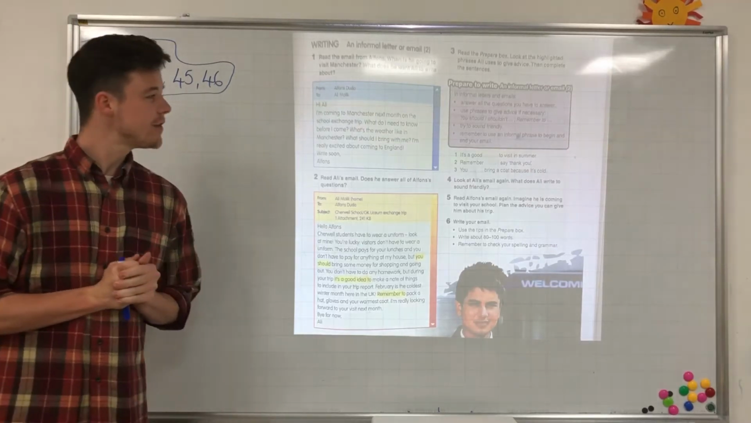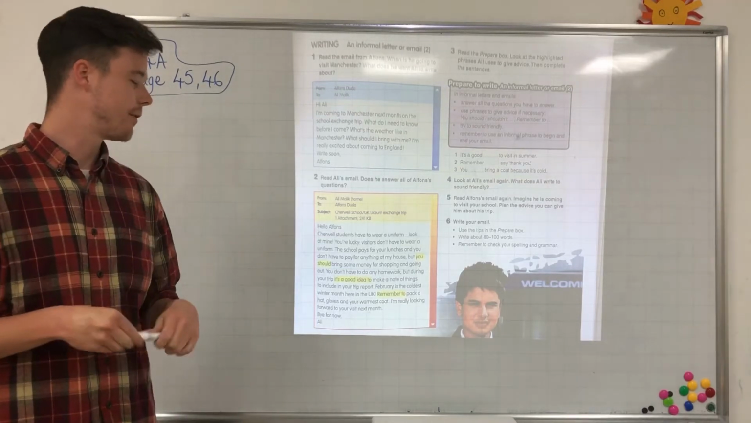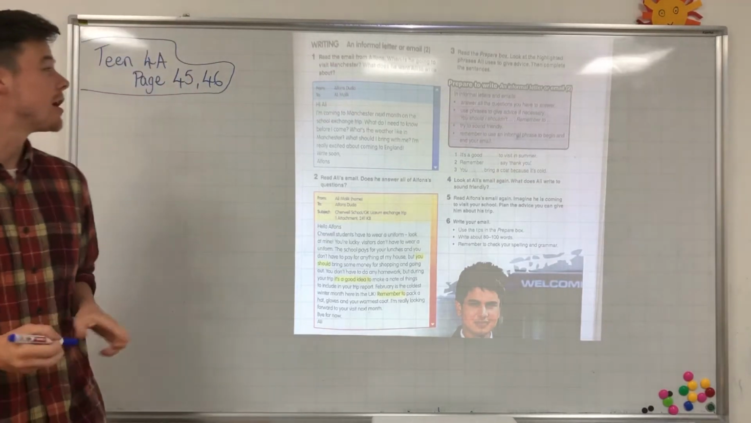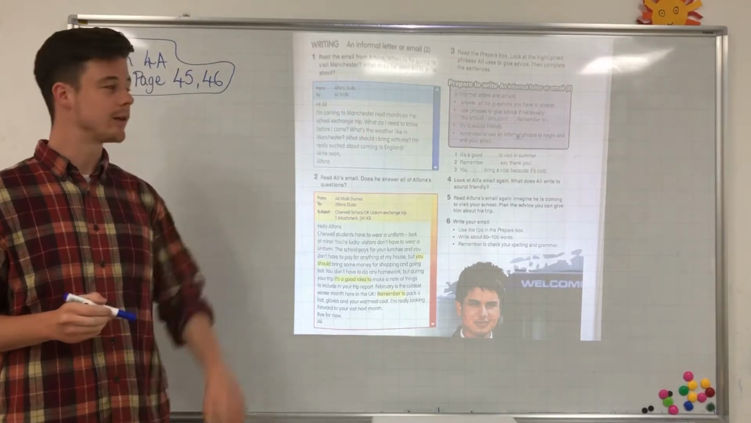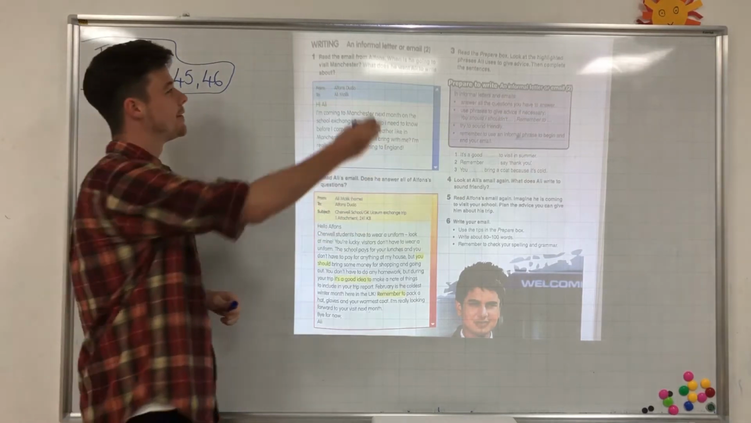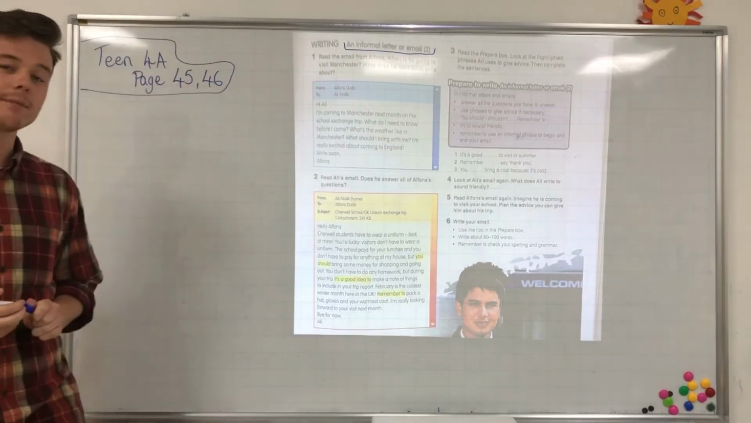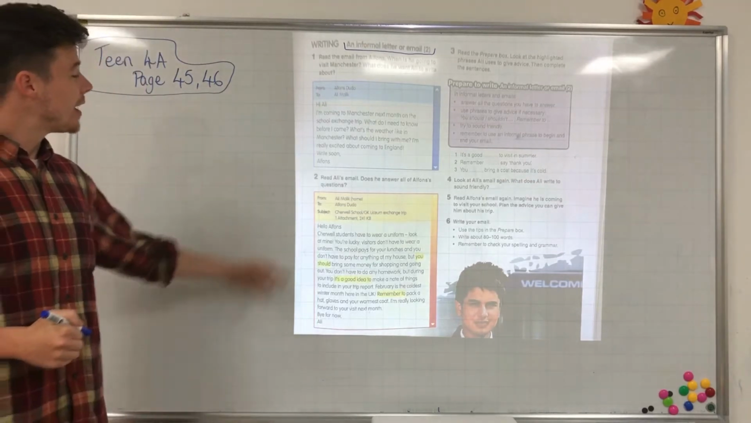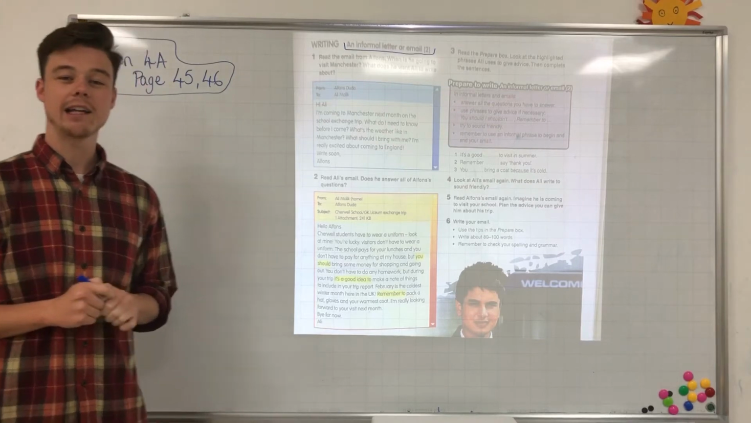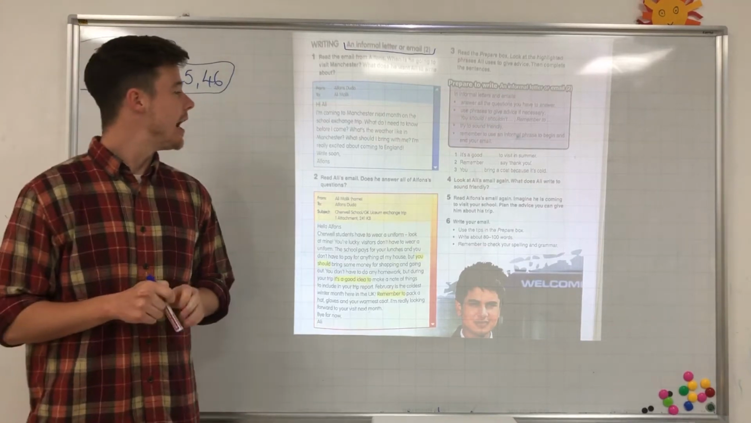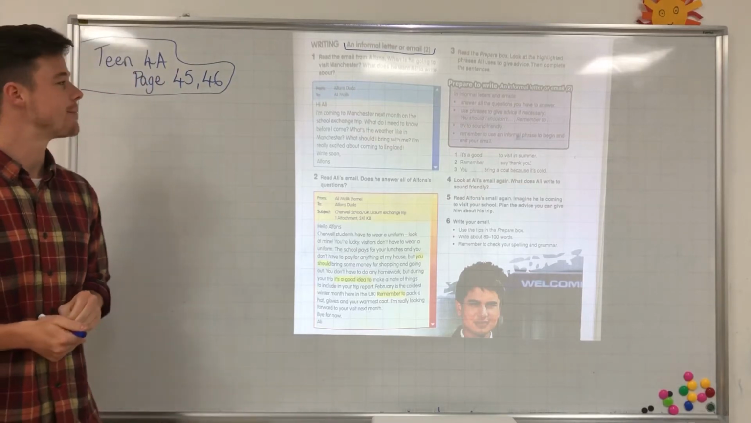Now, on the board we have our page in the student book, page 45, and we are going to carry on looking at our informal language, alright? So we have at the top an informal letter or email. Now here you can see an email exchange from Ali and Alphonse. And in there we have some informal language that we are going to look at.